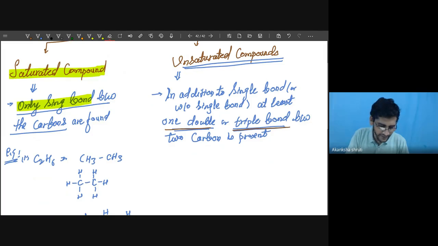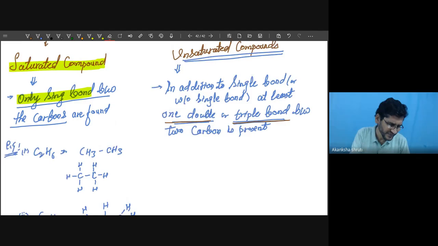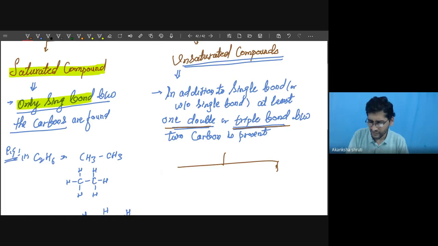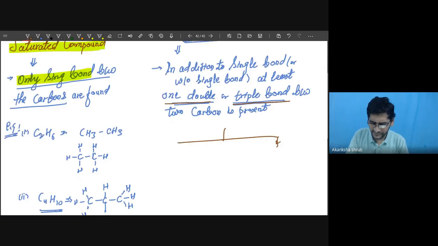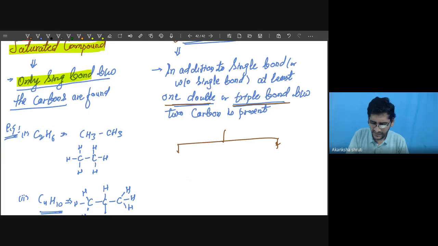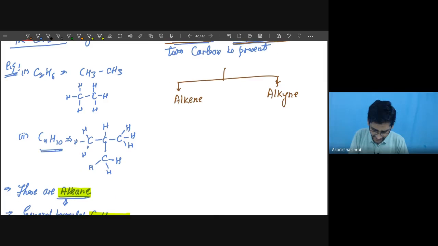So considering the double bond, this unsaturated compound can be classified into 2 categories. One is called Alkene. Spelling is very important. And another one is called Alkyne. Students, here we have marked the suffix ene.